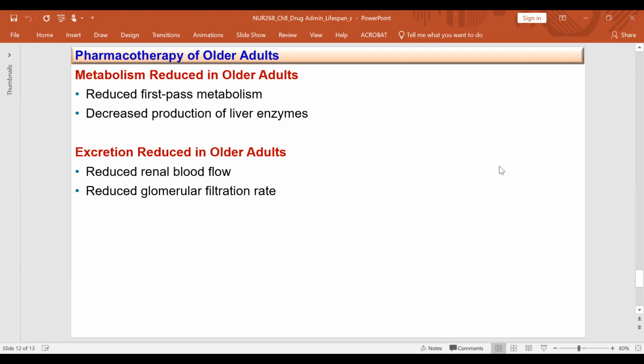To prevent this drug toxicity, the dosage and frequency of administration should be reduced due to prolonged half-life, and periodic serum creatinine levels should be checked. For example, creatinine clearance will decline, so we have to be careful to monitor the patient's serum creatinine levels.